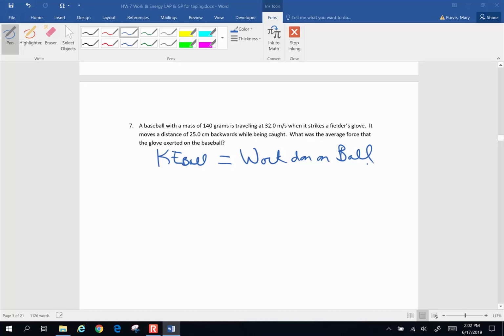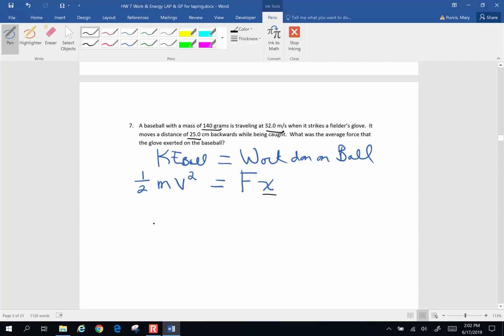to stop it. So the kinetic energy of the ball is 1/2 the mass of the ball, the velocity of the ball squared, and the work done on it is going to be the force applied to the ball times the distance over which that force is exerted. We are told the distance over which the force is exerted, that 25 centimeters. We know the velocity of the ball. We know the mass of the ball, and we're asked to find the force.